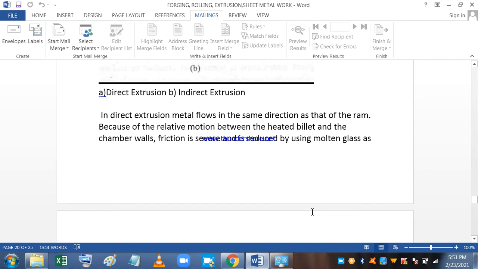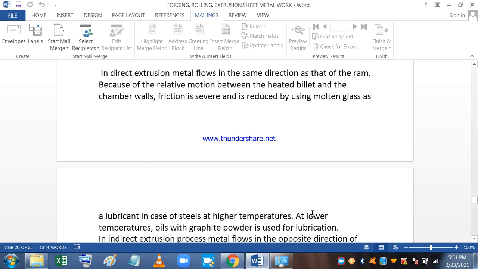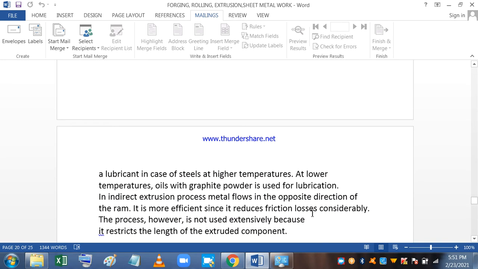In direct extrusion, metal flows in the same direction as that of the ram. Because of the relative motion between the heated billet and the chamber walls, friction is severe and is reduced by using molten glass or a lubricant in case of steels at higher temperatures. At lower temperatures, oils or graphite powder is used for lubrication. The friction inside the chamber is reduced.